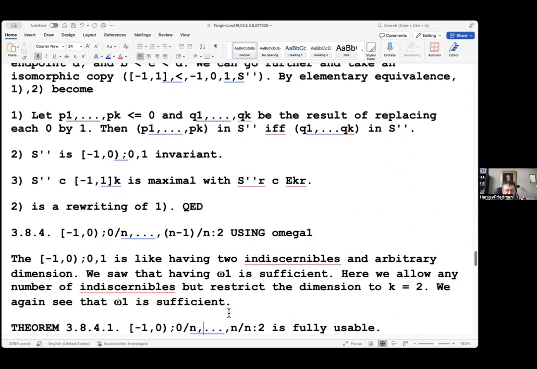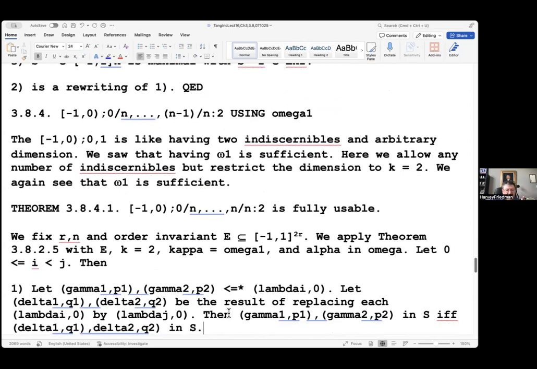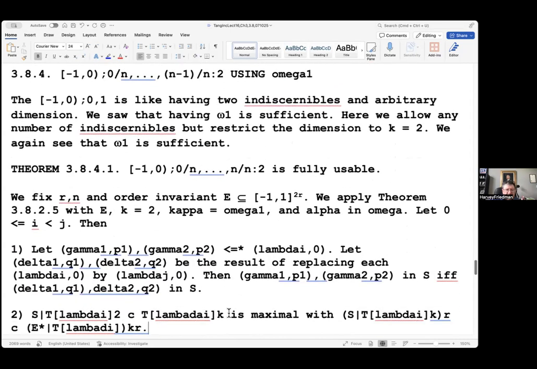All right. So we just did one of them. Now this is the other one. This one we have to cut down the dimension. See, before the dimension was arbitrary. Now we have to cut down the dimension here. That's what this colon 2 means.